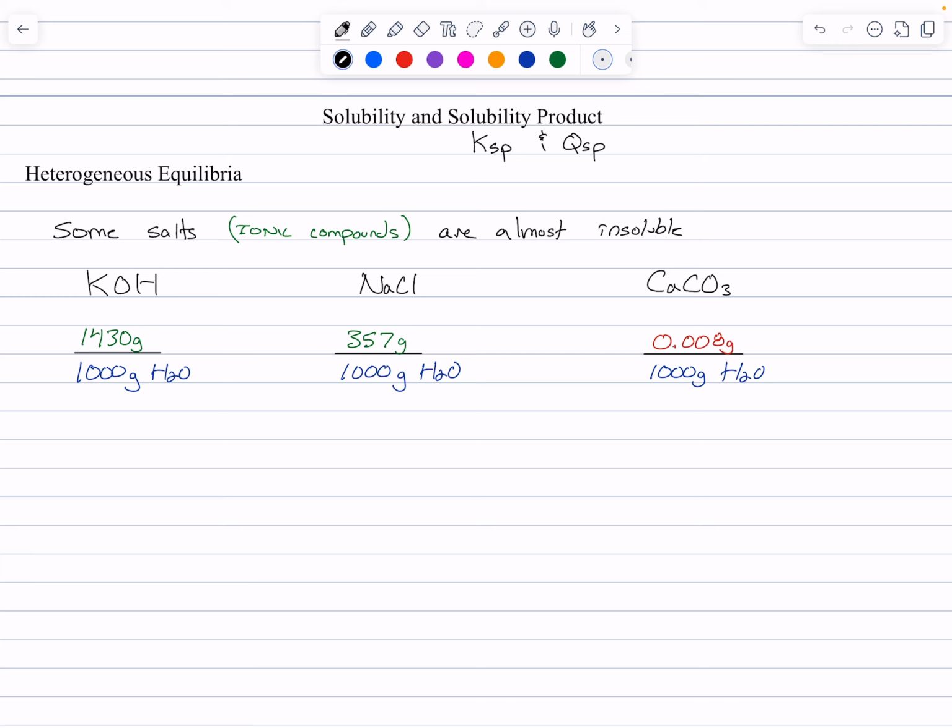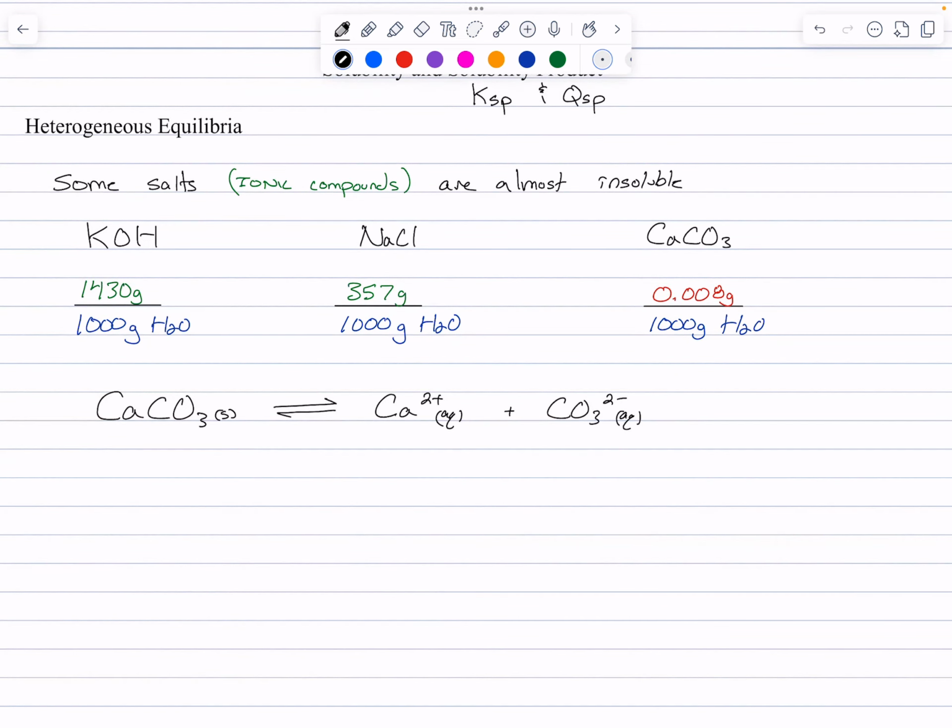If we look at calcium carbonate here, CaCO3, solid, with the double arrow, Ca2+ and CO3 2-. So what happens here? We have very low concentrations of ions in solution. Very low, right?